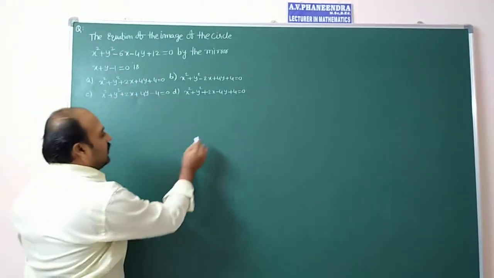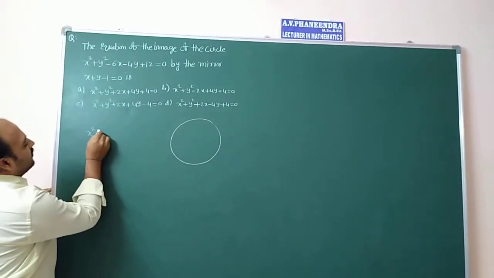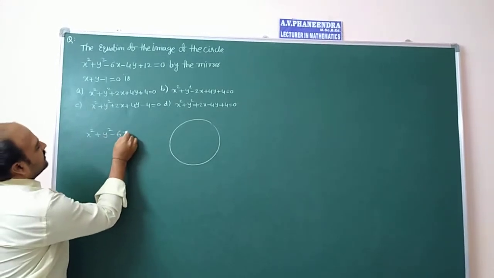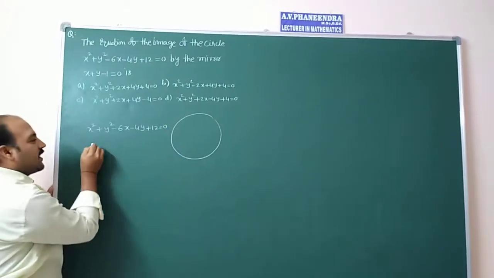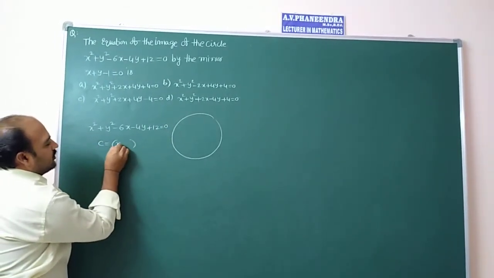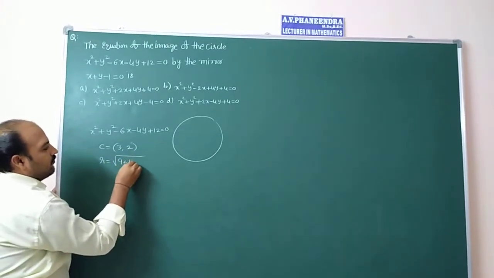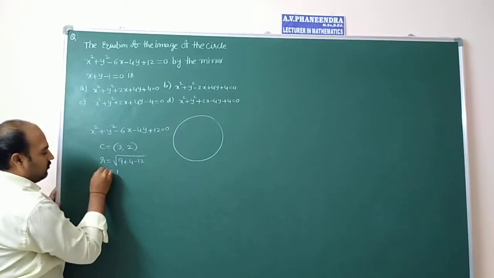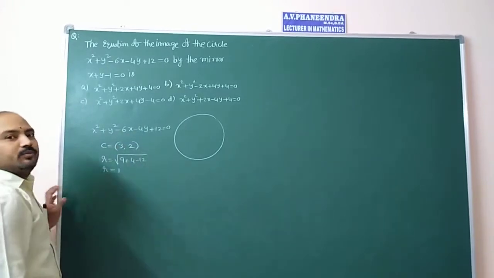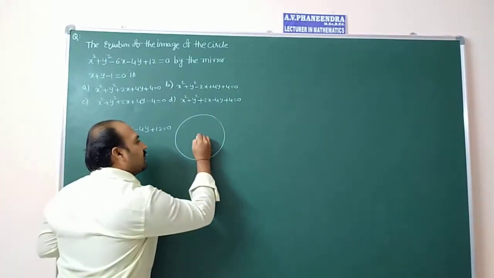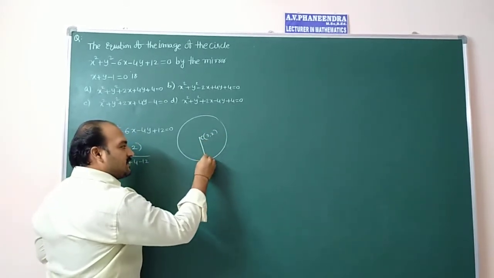So first, the given circle: this is the given circle, x square plus y square minus 6x minus 4y plus 12 equal to 0. Write the center and radius. C is equal to (3, 2) and radius r equal to square root of 9 plus 4 minus 12, which is equal to 1. Center of the circle means minus x coefficient by 2, minus y coefficient by 2. So this is the center C (3, 2) whose radius is equal to 1.